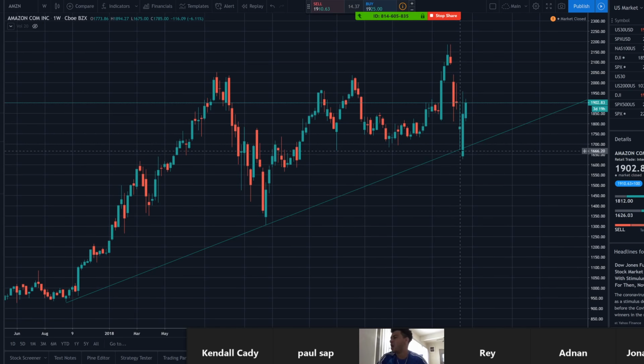It originally hit this, bounced off. We know that because it's a wick. And then it started low. It gapped over the week, so you can see because we're on the week chart. And then it came back up.